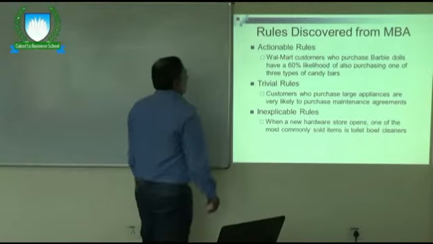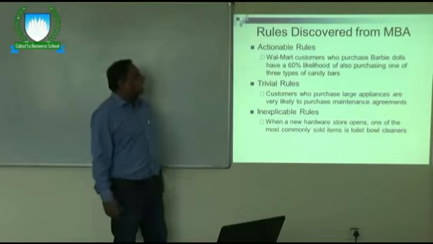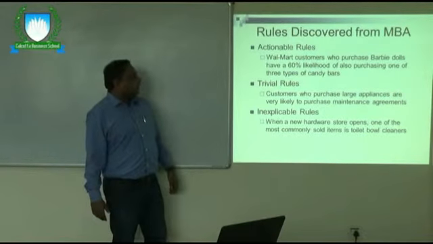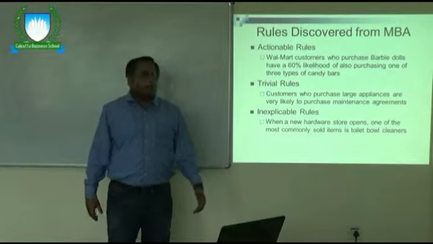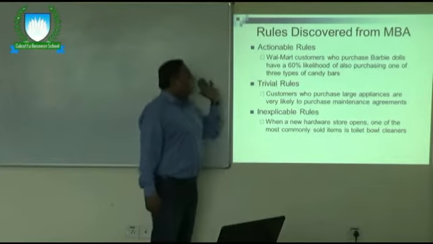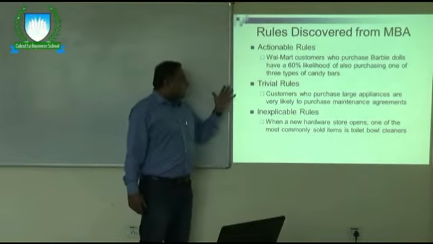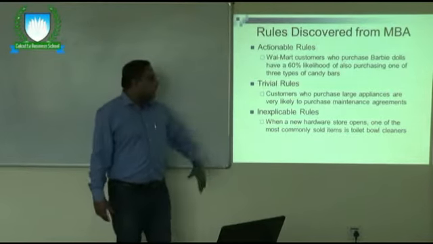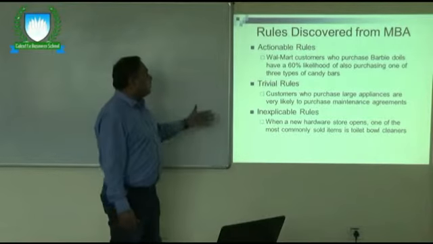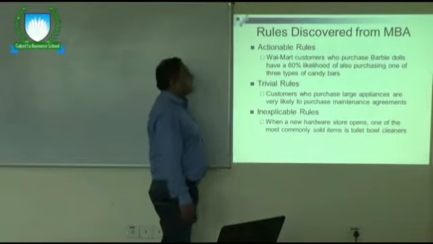Now the rules that are discovered using MBA can generally be categorized into three classes. One is actionable rules, in which the business analyst will be more interested. There are trivial rules and there are inexplicable rules. Let us have a look at what actionable rules are. Actionable rules are like this.